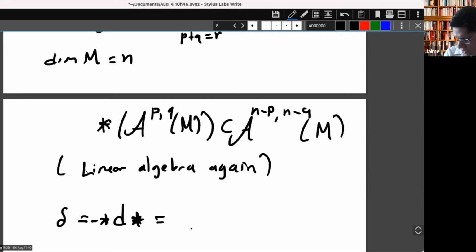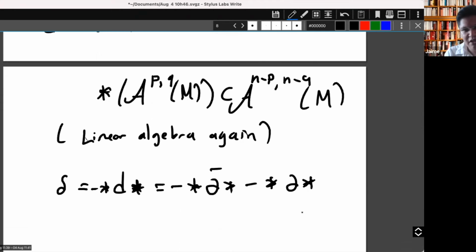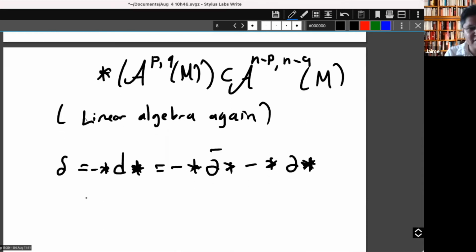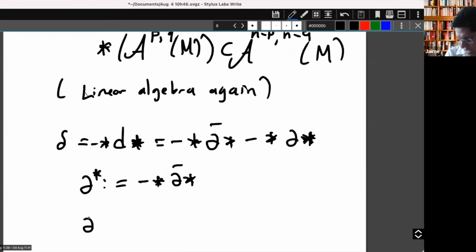So this would be minus star, partial star, minus star, partial bar, partial. This is the right order, even if it doesn't seem so, but when you apply the star, it changes the order. And then we have two operators again. Let's call partial star the operator given by the first summand. And let's define partial bar star as the operator given by the second one, which is minus star partial star.